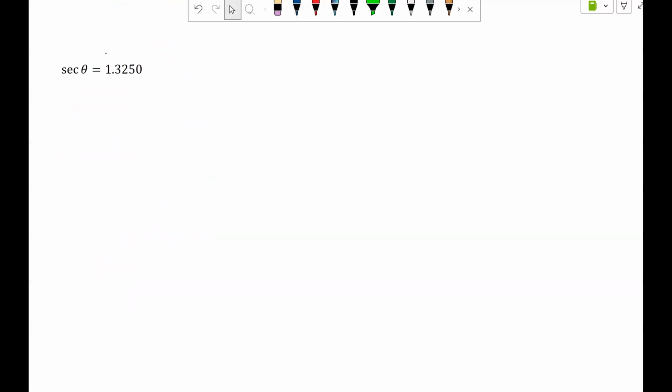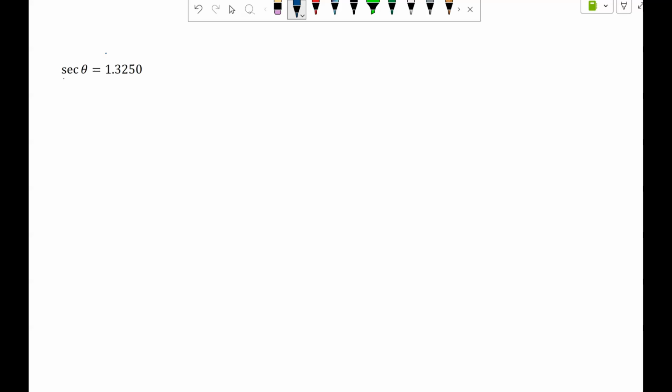Let's try another one. What I'm going to say to you right now, if you have followed along with that, pause the video and see if you can follow the same pattern and find the angle that has a secant value of 1.3250. I'll just get you started. Secant is the reciprocal of cosine. Pause the video, give it a try.